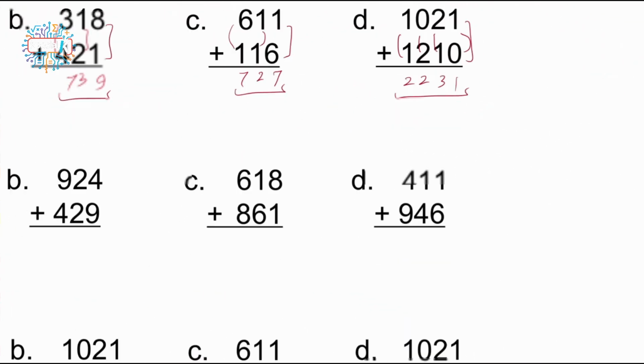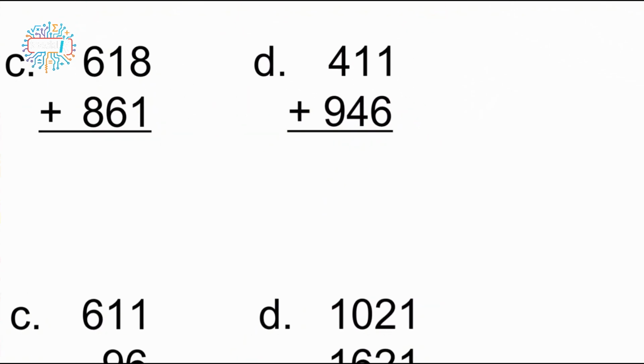Let's work on the next one. So what do I have? I do have 411 plus 946. 1 plus 6 is equal to 7. 1 plus 4 is equal to 5. 9 plus 4 is equal to 13. Remember, 13 is not going to fit inside this position. So 13 actually contains two numbers: 10 and 3, where the 10 is going to be considered as one carry number that is going to move to the next position.